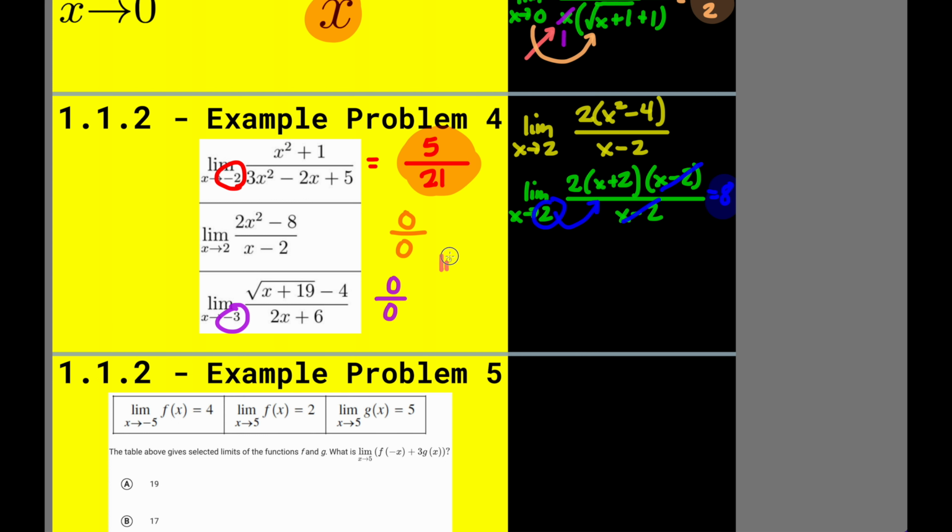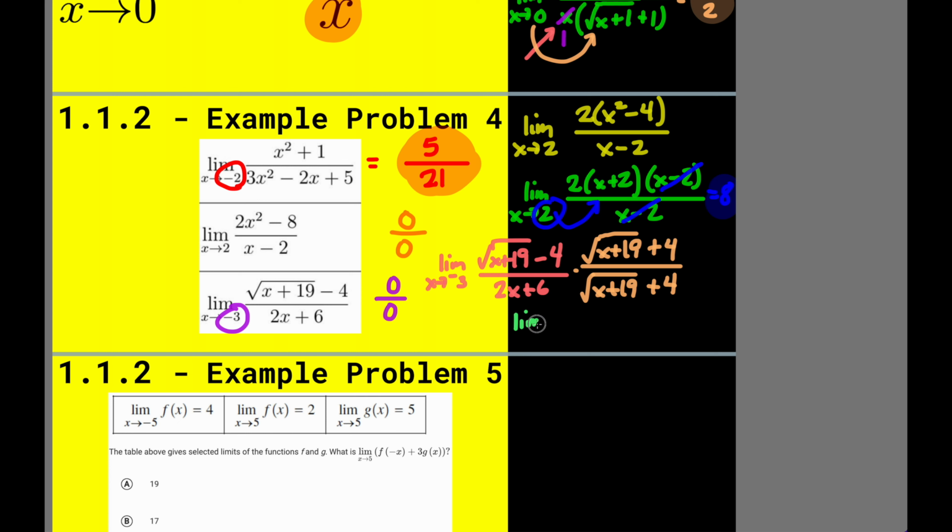So first thing I'm going to do, I'm going to rewrite it. The limit as x approaches -3, and we're going to multiply it by the conjugate. If you notice, it's root x plus 19 minus 4. So I'm going to multiply this by root x plus 19 plus 4, and I'm going to write that in really quick with the conjugate. Plus 4 this time. Same thing with this one. Plus 4.